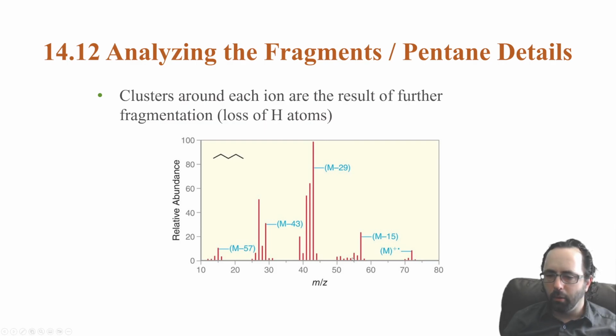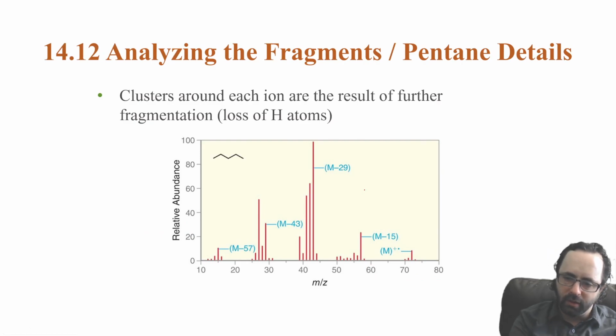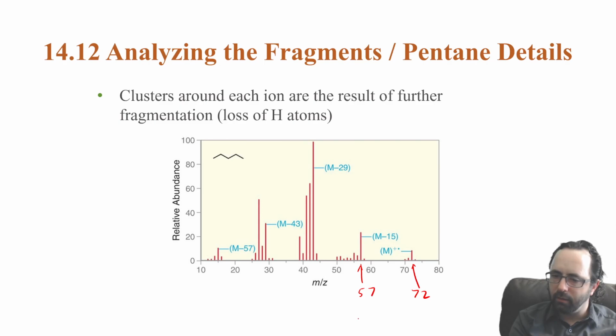So here's an example of that same fragmentation pattern in pentane. And again, what you see here is the molecular ion. The molecular ion here is at 72. And M minus 15 here, you should be looking, what's 15 less? Okay, this is 57. That is 15 less. And so we see a pretty significant M minus 15 peak.